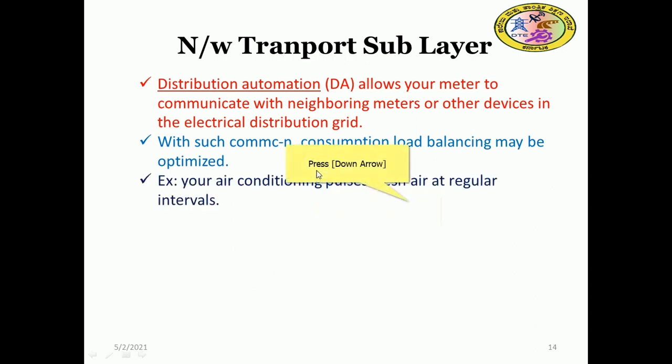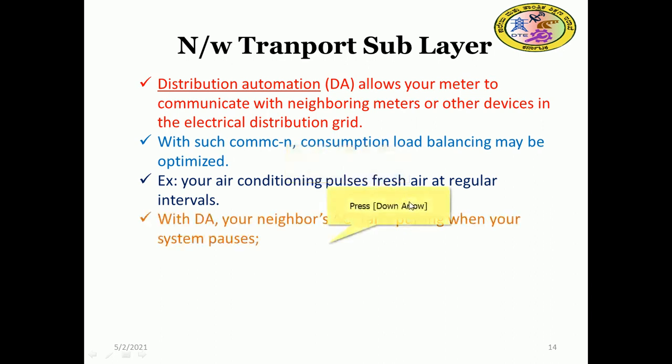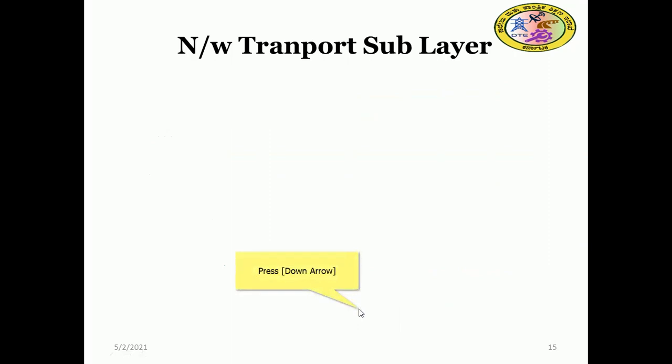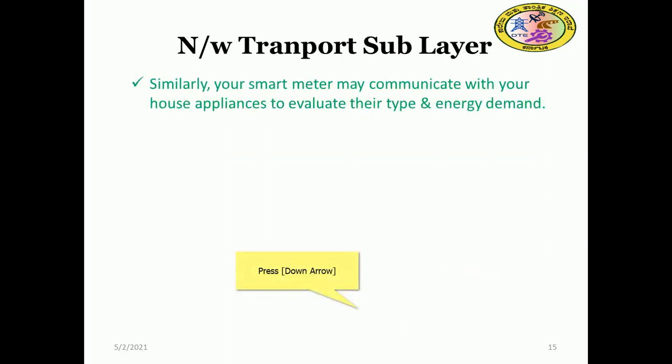Load will be balanced. Example, an air conditioner pulses fresh air at regular intervals. With the distribution automation, the neighbor's AC starts its pulse when your system pauses. In this way, the air in both the houses is kept fresh, but energy consumed from the network is stable instead of spikes. So that power fluctuation may not be there with the coordinated start and stop points.